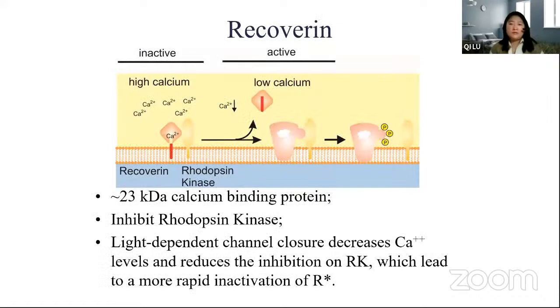This study comes from knockout animal studies. Another step is the recovery. In the resting state, with high cyclic GMP and high calcium, the channels are open and a lot of calcium flows in. Recoverin binds to rhodopsin kinase. When the cyclic GMP is reduced and the calcium concentration is low, recoverin dissociates from the membrane and also from rhodopsin kinase.